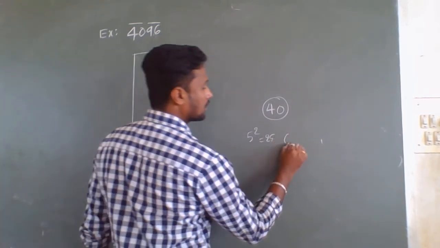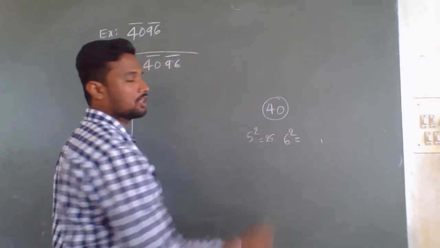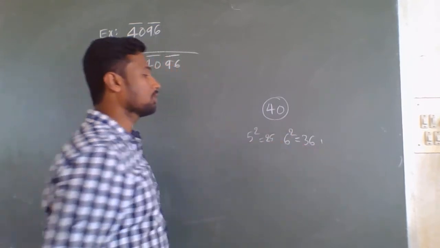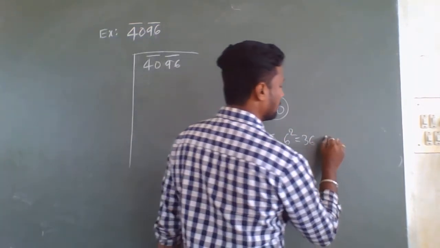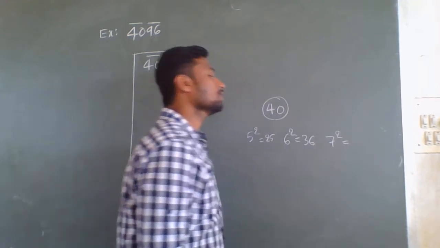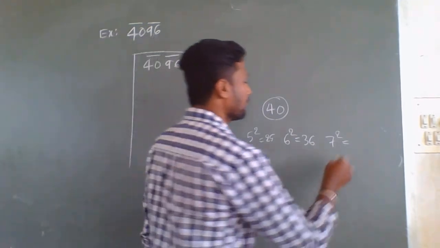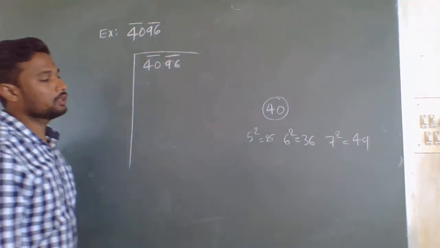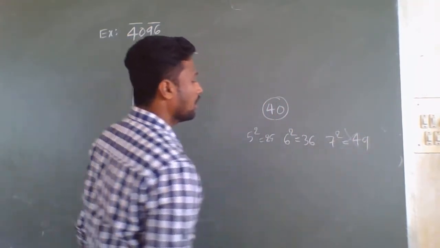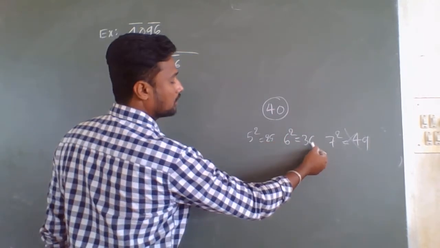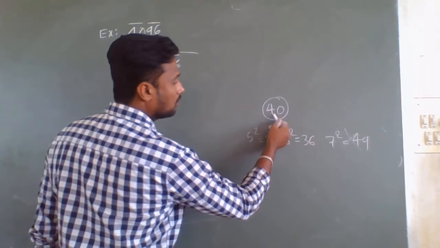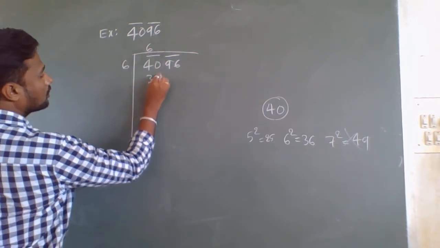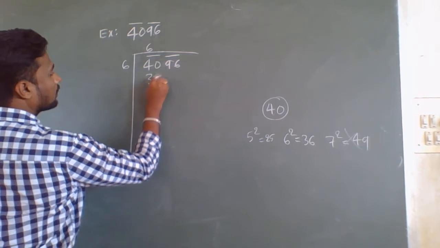Next I will check with 6 square. So what you will get? 6 square means 6 into 6, 36, which is less than 40 only. Next I will check with 7 square, which is equal to 7 into 7. What you will get? 49. So this is greater than 40. So we will not consider this 7 square. And 6 square means 36, which is near to 40. So here I will write 6 into 6. Below this I should write 36.